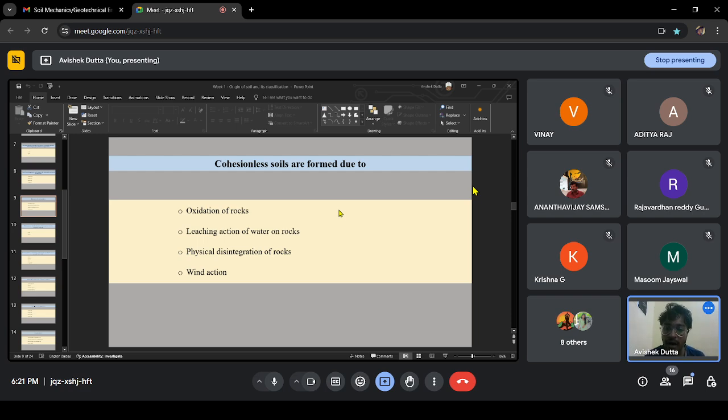So those soils are formed due to, the options are oxidation of rocks, leaching action of water on rocks, physical disintegration of rocks, or wind action. Which process is majorly responsible? It is not that if one is responsible, the others might never form. But majorly, which process is responsible for the formation of soils where the cohesion is negligible or zero? Oxidation, leaching action, physical disintegration, or wind action.